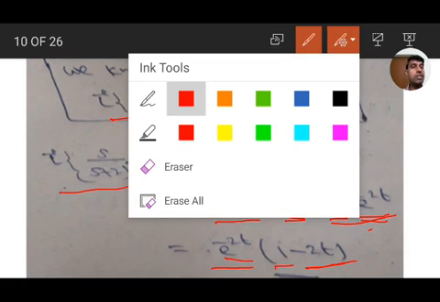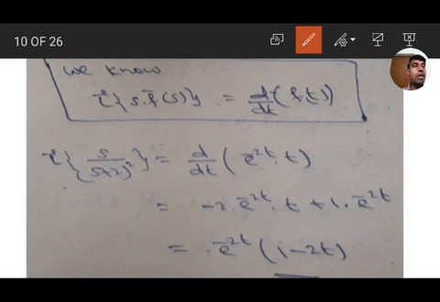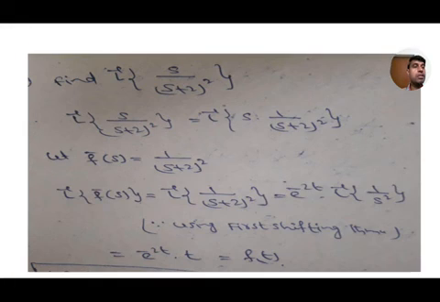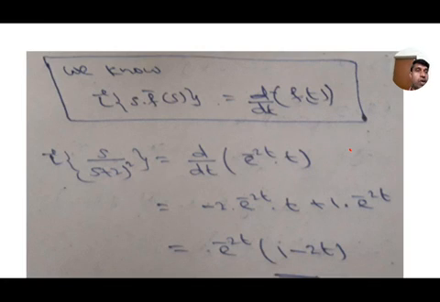Means we need to first identify f bar s and find its inverse Laplace transform and take it as f of t. Then using the formula s into f bar s, that is d by dt of f of t, the first derivative. So do the derivative. Here it is in u into v method, u dash v plus v dash u. Then after simplification we get the answer.